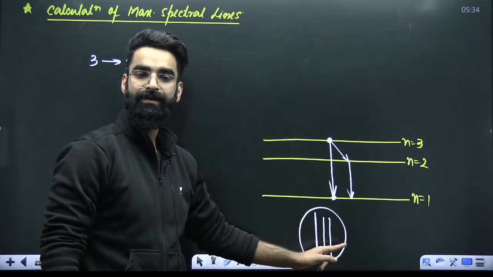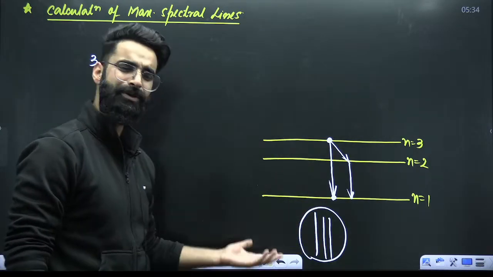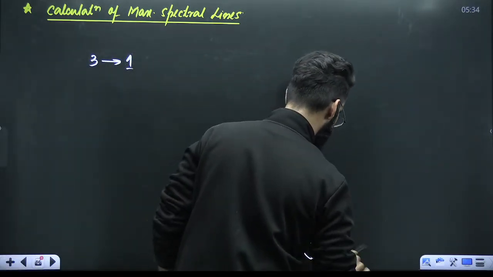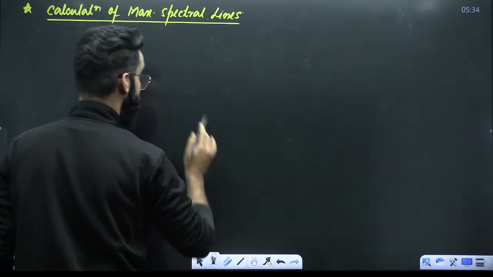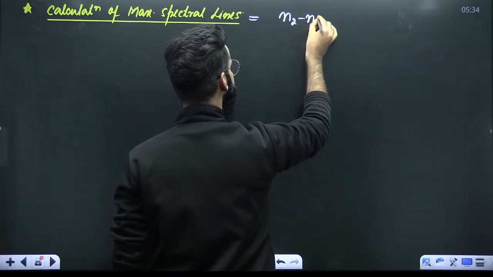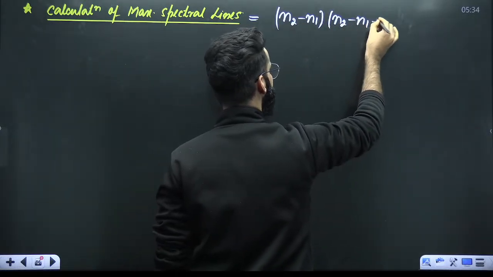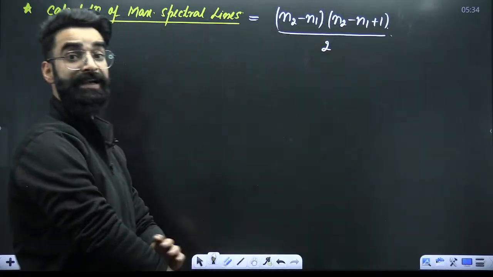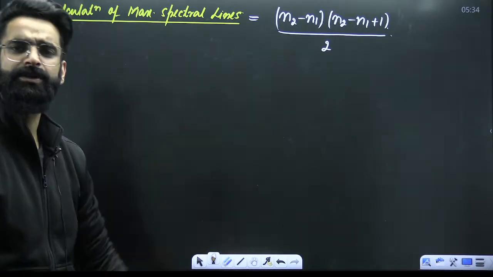Right? But you're not going to use this approach always, checking all the possibilities one by one. I'll directly give you one result which you are going to remember from now on. What is that result? Have a look. Calculation of maximum spectral lines: it is (N2 minus N1) multiplied by (N2 minus N1 plus 1) divided by 2. This is how you calculate the maximum spectral lines emitted when the electron makes a transition from a higher energy state to a lower energy state.